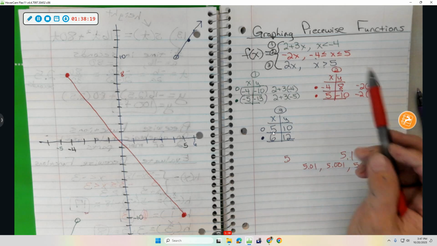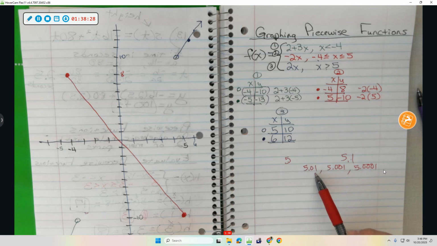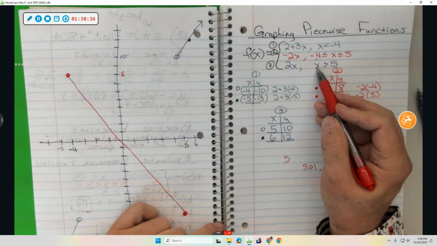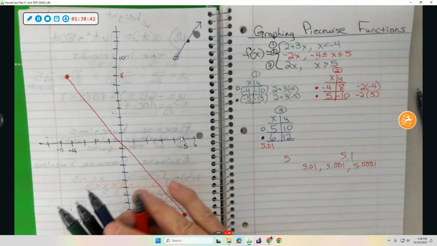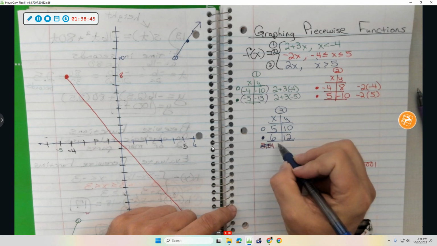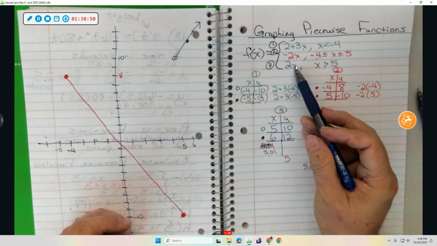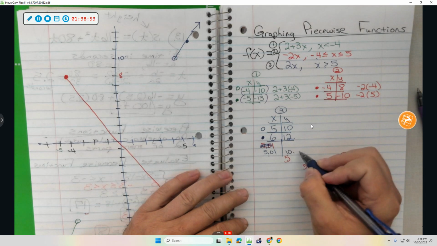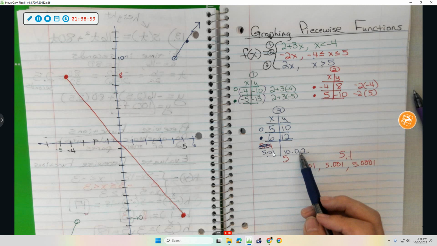Now, do you agree that 5 is not bigger than 5? I claim there are infinitely many numbers that look like 5 on the x-axis. For example, 5.01. 5.01 is bigger than 5. That means 5.01, I should be using blue, I guess. If we plug that into this blue piece, we're going to get 10.02. Is that right?